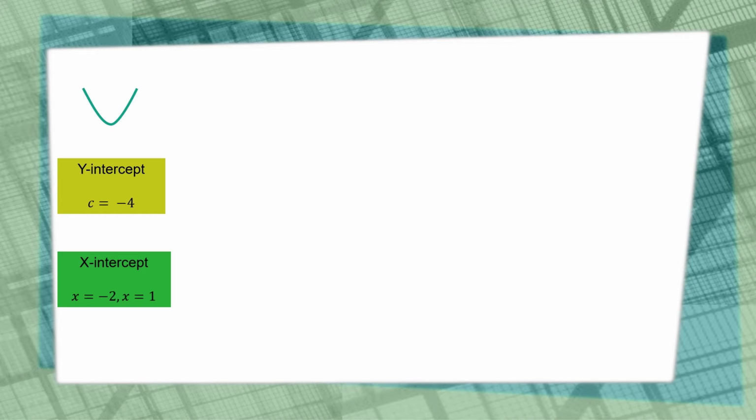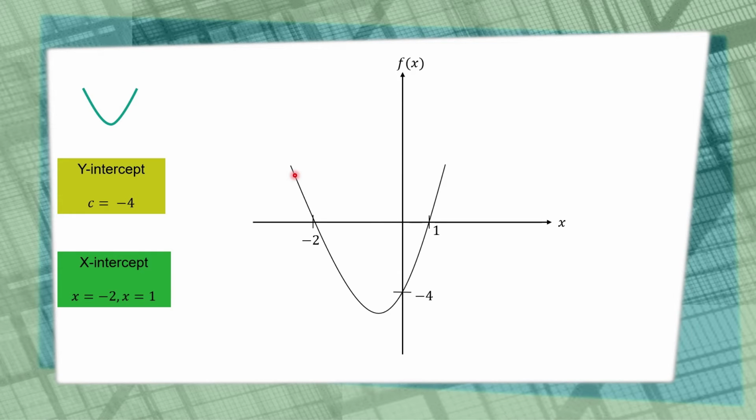Alright, so based on all the information we have, we know that the shape of this function is a smiley curve, the y-intercept is negative 4, and the x-intercepts are negative 2 and 1. Therefore, the graph for the function will be like this. Here we have the smiley curve, the x-intercepts negative 2 and 1, and the y-intercept negative 4. We know that the axis of symmetry of this graph will be in between negative 2 and 1. Let's say here is the axis of symmetry, and therefore the minimum point is around here. So it must be a symmetrical smiley shape.